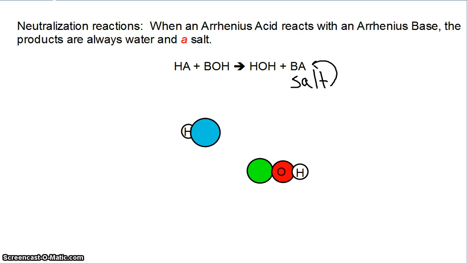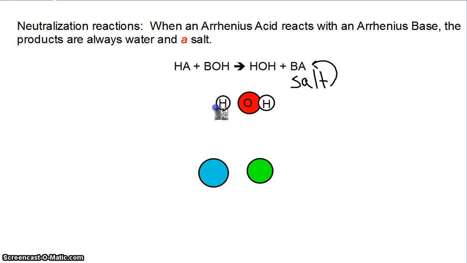When Arrhenius acids and bases react together, that's called a neutralization reaction, and you always produce water and a salt. Notice I don't say you make salt, you produce a salt. Your acid and your base come together, the OH comes from the base and the H comes from the acid, they make the water, and then the other two bits, whatever they happen to be, make a salt. So sodium chloride is a salt that's made from the reaction between hydrochloric acid and sodium hydroxide.